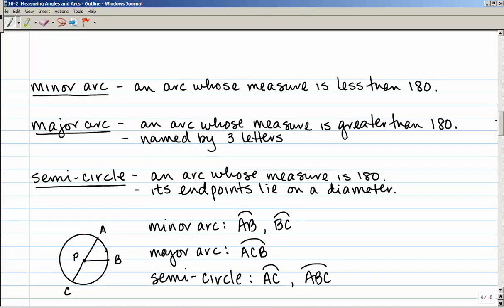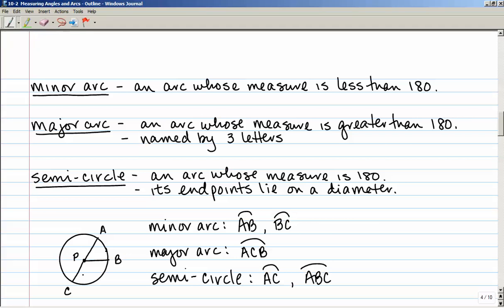A minor arc is an arc whose measure is less than 180 degrees. So in the diagram below here, arc AB and arc BC would be minor arcs since they are less than a half circle. A major arc is an arc whose measure is greater than 180.